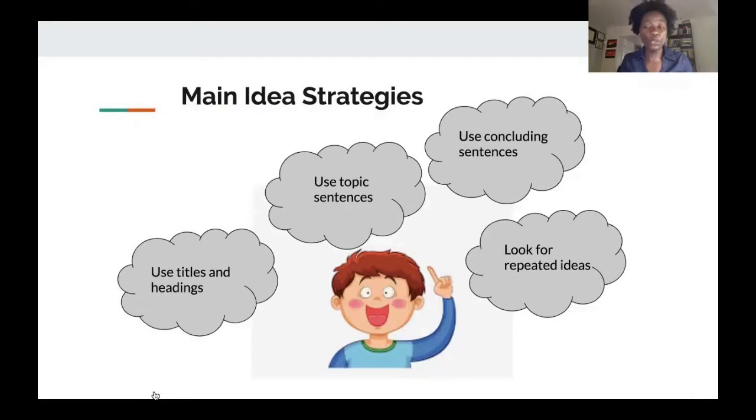And when we're looking for repeated ideas, there are times when we'll have the one word repeating itself or words that are similar in meaning that can also be used as clues to identifying what the main idea is.